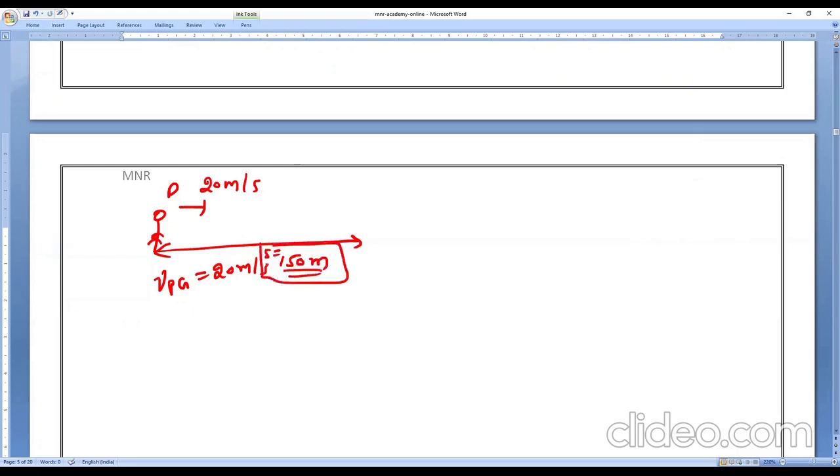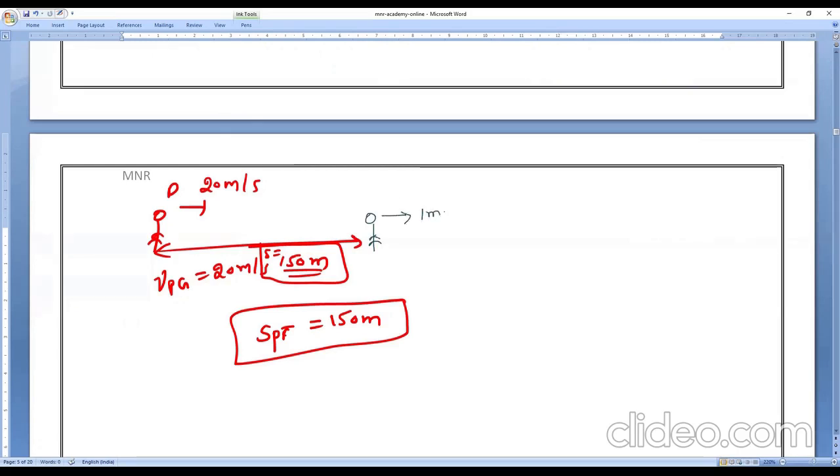What is this distance actually? It is the relative distance between the police and the thief, which is not going to depend on frame of reference. Always how much is it? 150. Understand? And now the thief is here, 150 meters away, and he started traveling.